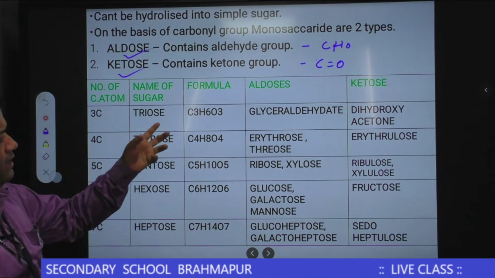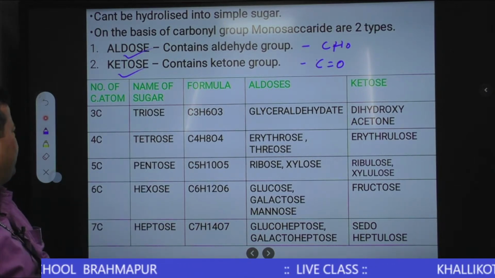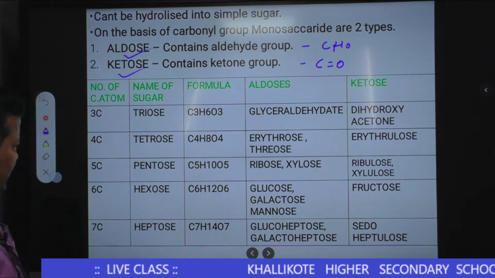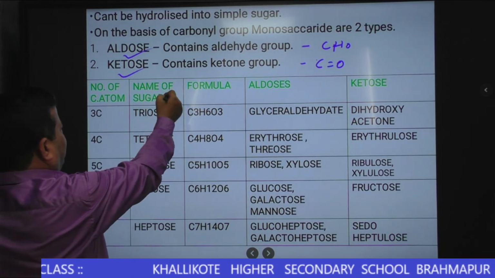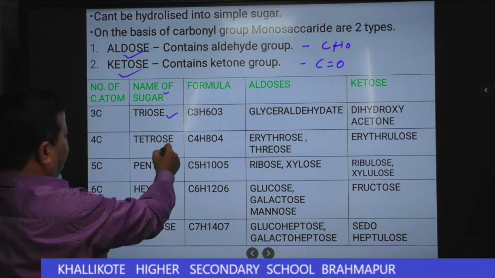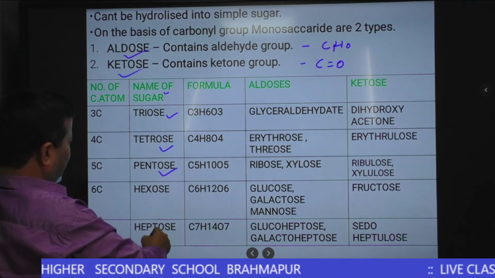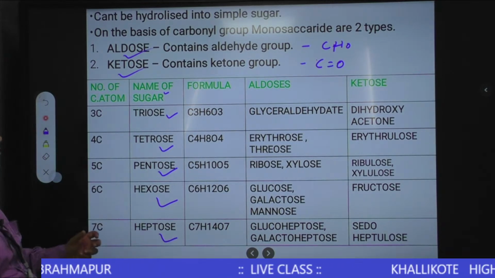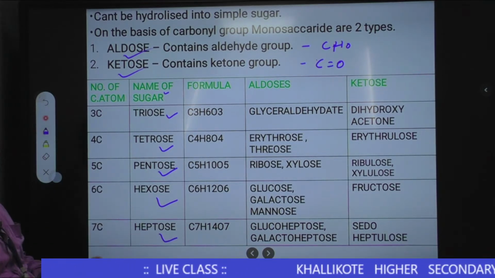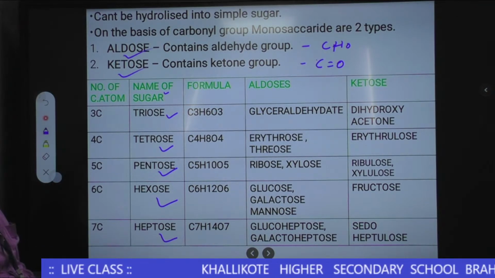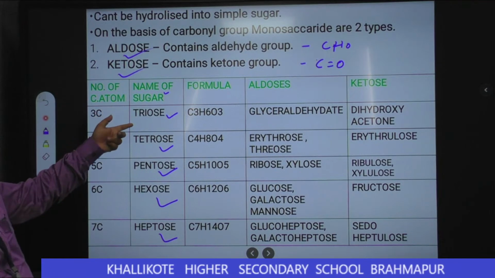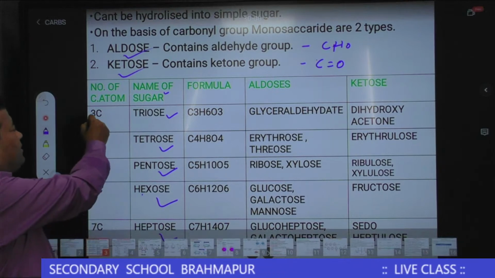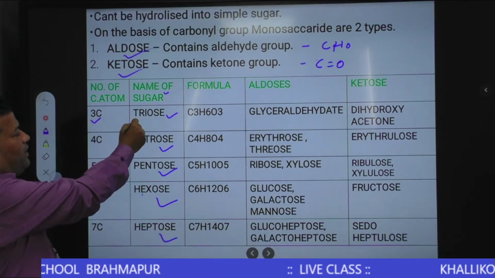Here monosaccharides can be classified into different groups according to the number of carbon atoms present. The names may be triose sugar, tetrose sugar, pentose sugar, hexose sugar, heptose sugar. Here 3 to 7 carbon atoms are present in the monosaccharide, which can be classified into 5 groups: triose, tetrose, pentose, hexose, heptose. When the number of carbon atoms is 3, the sugar is called triose sugar.